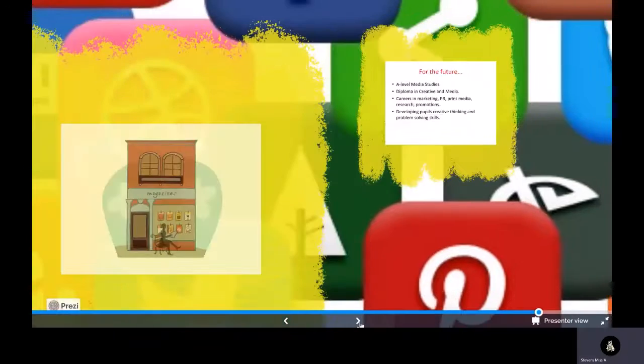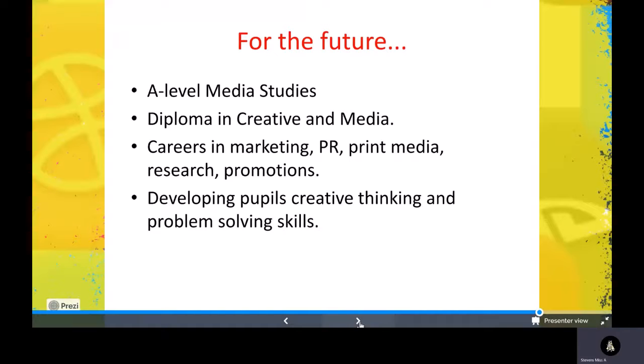Where does this lead? Well, we run an A-level of media studies at St John Fisher, and the GCSE is a brilliant feeder into that A-level because the A-level follows a very similar structure. Slightly different topics, slightly different perspective, but it follows that same standard of having a non-exam assessment and 2 written exams. You could also go on to other centres to study diplomas in creative media. You might ultimately want to get a career in the media, marketing, print media, research, advertising.